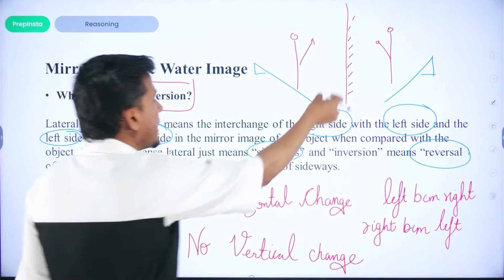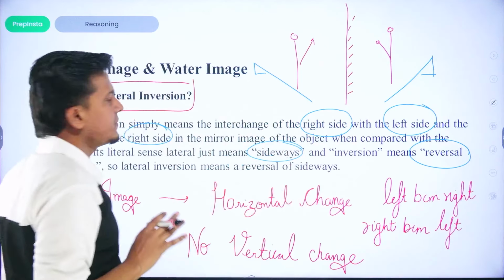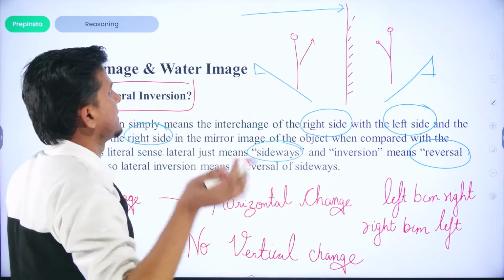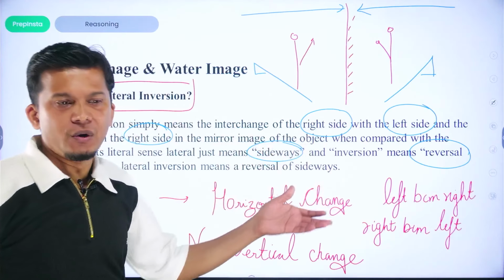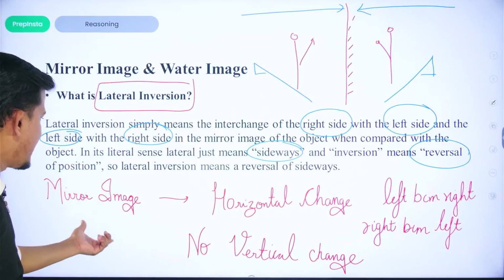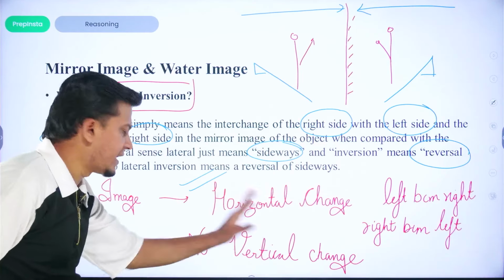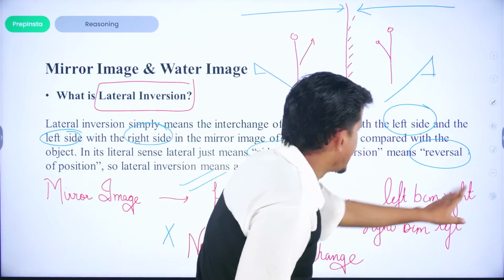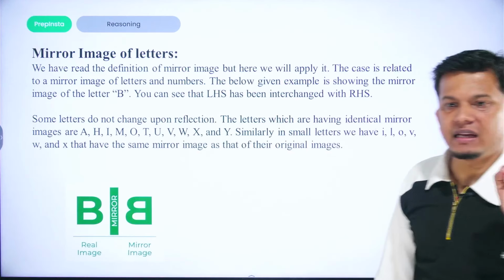If the mirror is kept along the y-axis, this would be the mirror image of this particular object, right? If there is an arrow which is oriented like this, then in the mirror image it will be oriented like this. Only the sideways or lateral inversion has been witnessed in this figure. So in a mirror image, horizontal change would be witnessed, and there would be no vertical change in the alignment, right? Left becomes right and right becomes left. So I think this is very clear to you.